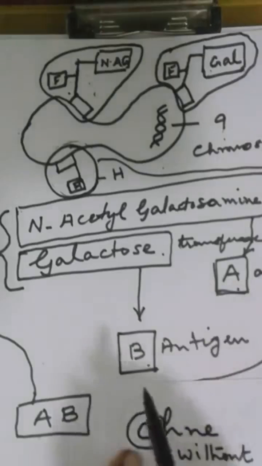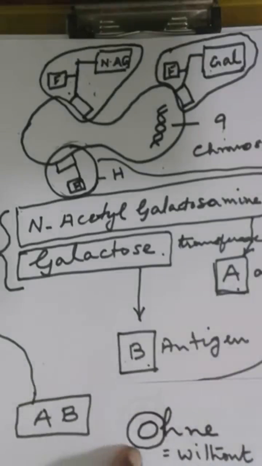So A group, B group, AB and O. Totally 4 important blood groups.